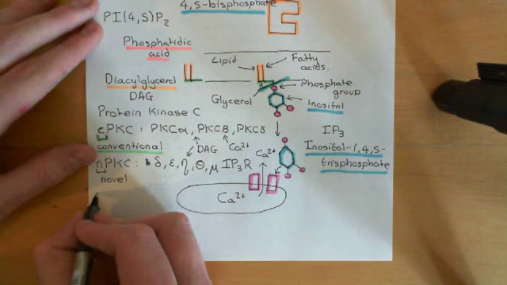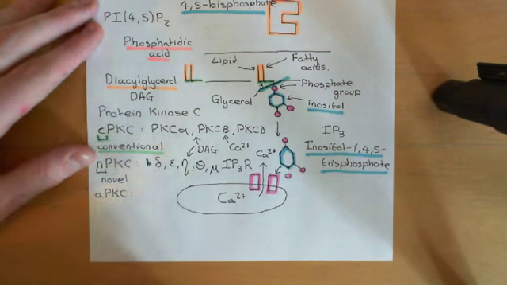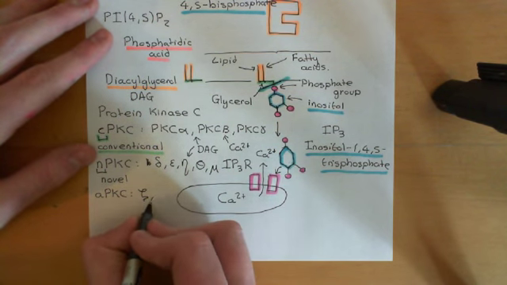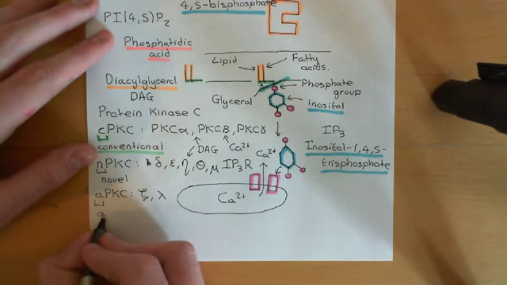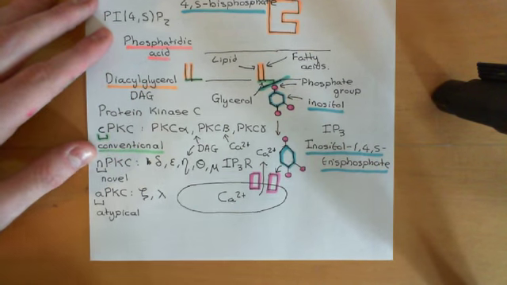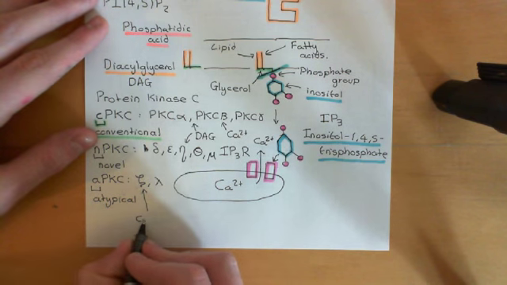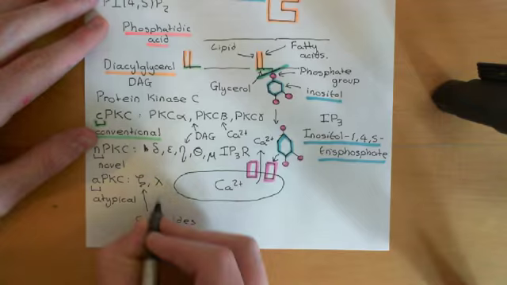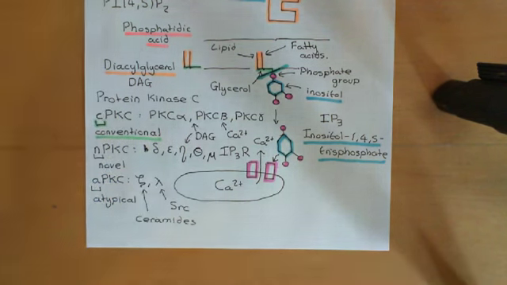And then finally there is also the atypical protein kinase Cs, which we're not going to see, but these include protein kinase C zeta and protein kinase C lambda, so the Greek letters get gradually more fancy. So these are the atypical protein kinases, and these just have random things activating them. So for instance, zeta is activated, if memory serves right, by ceramides, and I think lambda is activated by SRC tyrosine kinases.